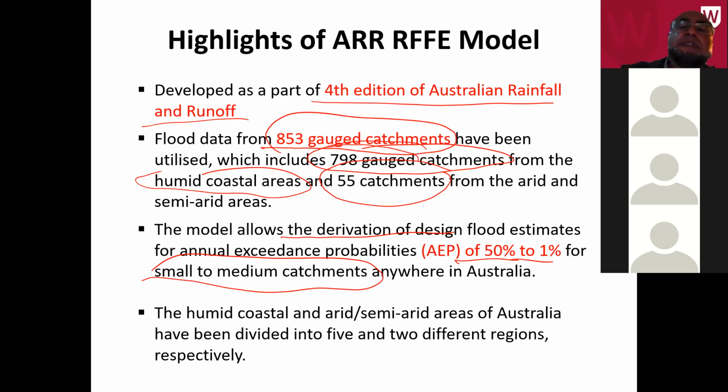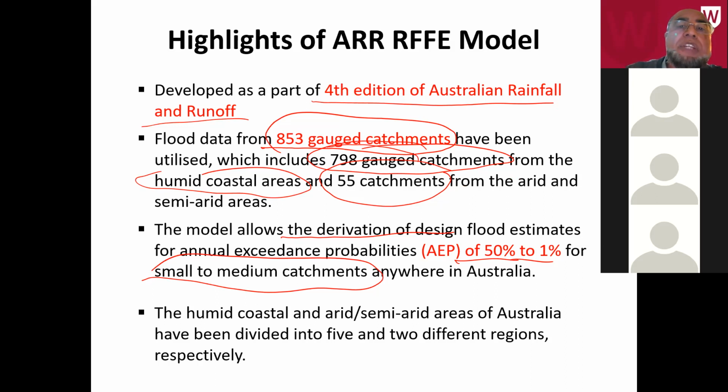In the arid region, meaning central Australia, as opposed to the Australian periphery which is generally humid, about 75% of the interior of Australia is arid and semi-arid, and the rainfall is less than 300 millimeters per year on average. So this is called the arid and semi-arid region.